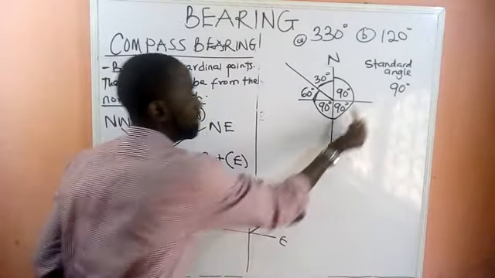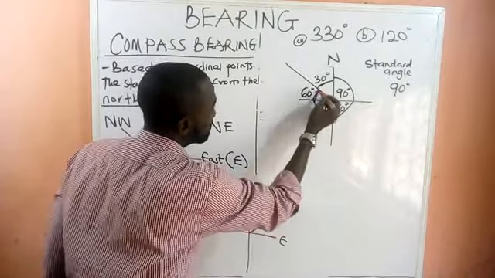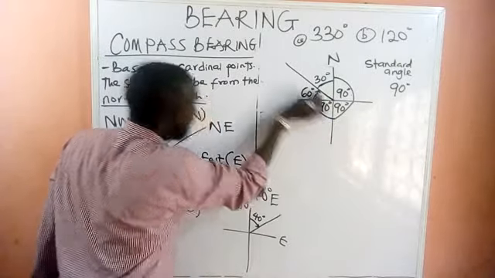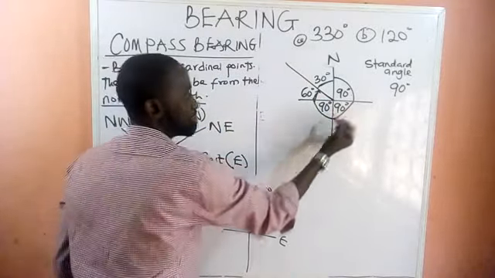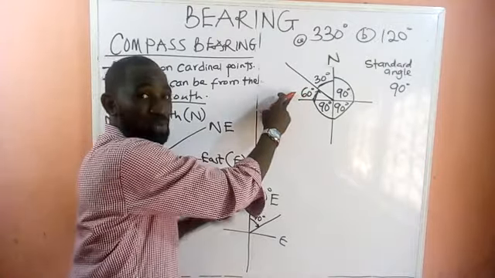So we'll break it down. 90, 90, 90, and everything here is 360. This line here, from here to this point here is 360. So I have 90, 90, 90, meaning I have 270. So what is the remaining angle to make 330? That will be 60 degrees.